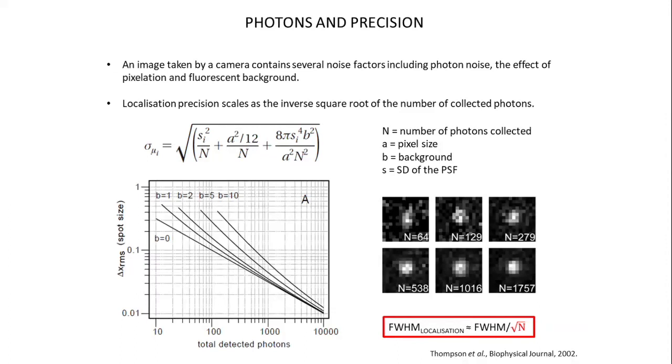If you have background, it all gets a bit worse. So if you've got a sort of general photon background in your image, the precision goes up that way, gets a bit worse. But having a low background is important to get the highest precision for low photon numbers.